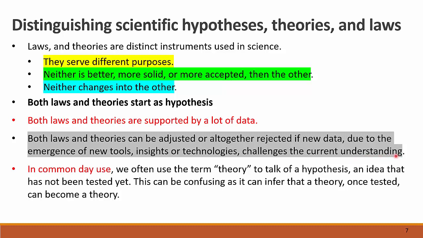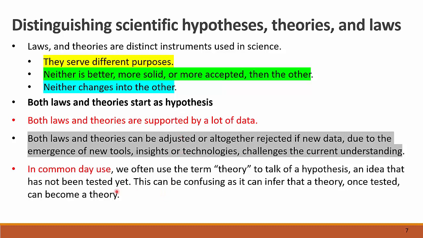If something new challenges the current law or the current theory, the theory or law can be adjusted or altogether rejected. Data rules. That's the way it goes in science. Data is the most important thing in science.